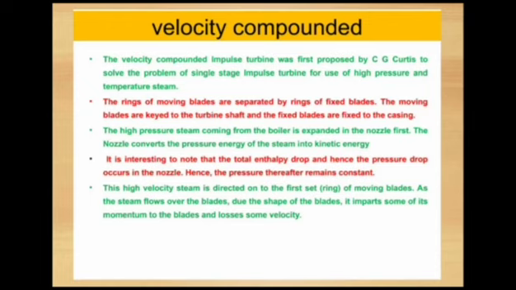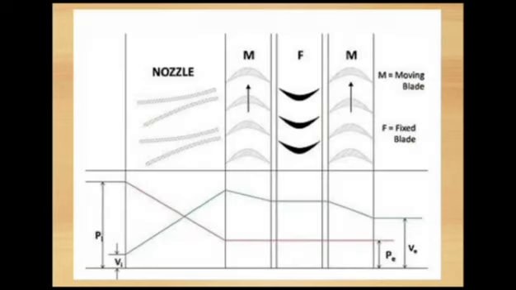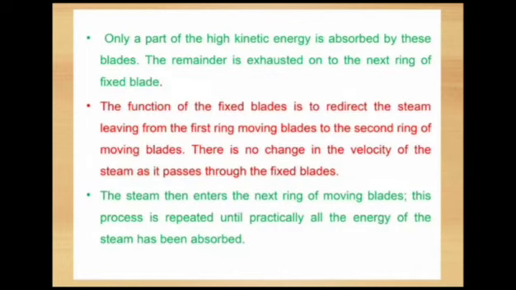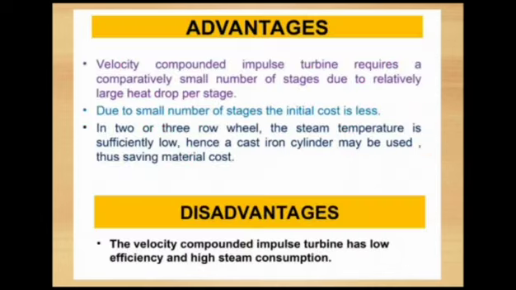The high velocity steam is directed onto the first set of moving blades. As the steam flows over the blades, due to the shape of the blades, it imparts some of its momentum to the blades and loses some velocity. The function of the fixed blades is to redirect the steam leaving the first ring of moving blades to the second ring of moving blades. There is no change in velocity of the steam as it passes through the fixed blades.